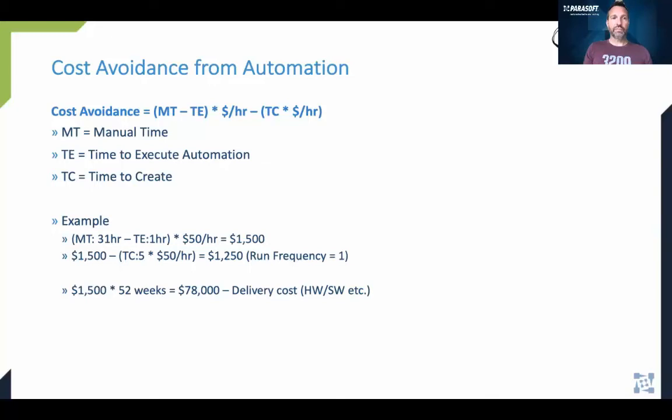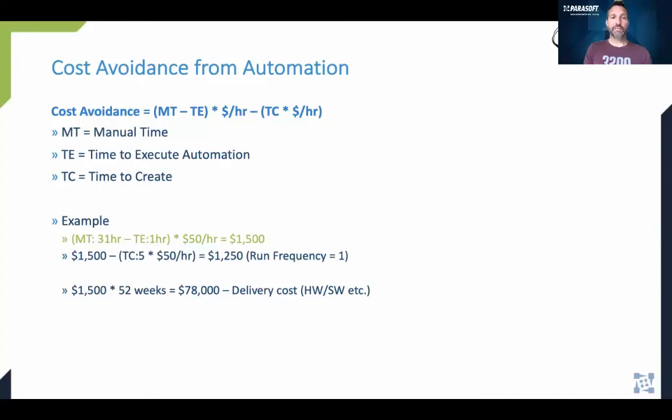So the first thing is the manual time it would take if you were going to test manually. So how long would it take you to exercise the testing manually? In this case, again, they down below have 31 hours to test manually, right? We're going to subtract the time because it still takes some time to execute the automation. So in this case, 1 hour. And so that's the time to execute the automation.